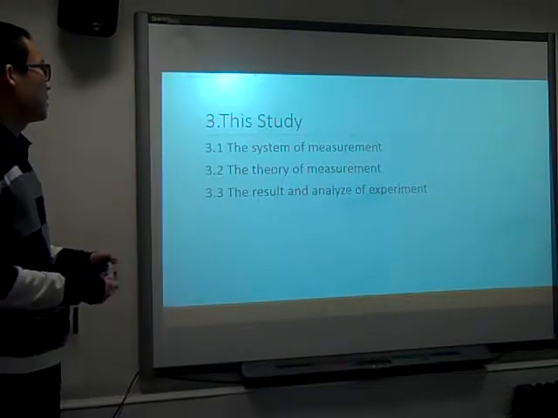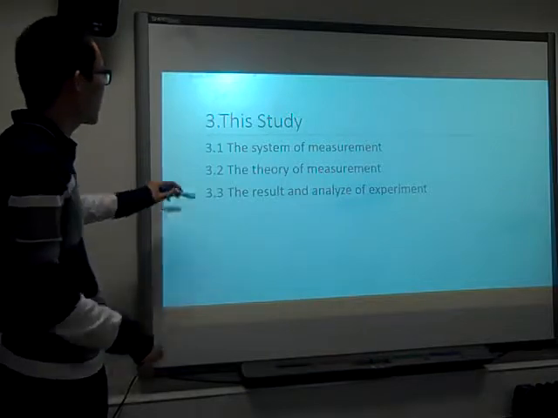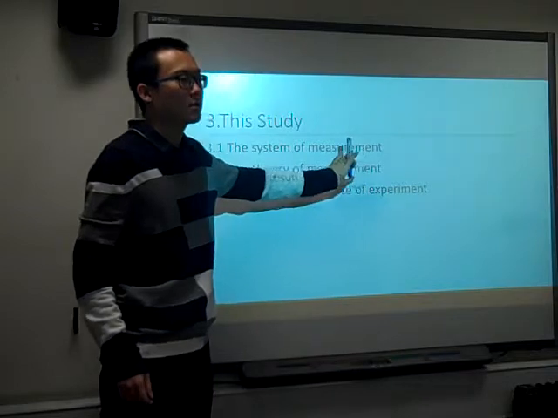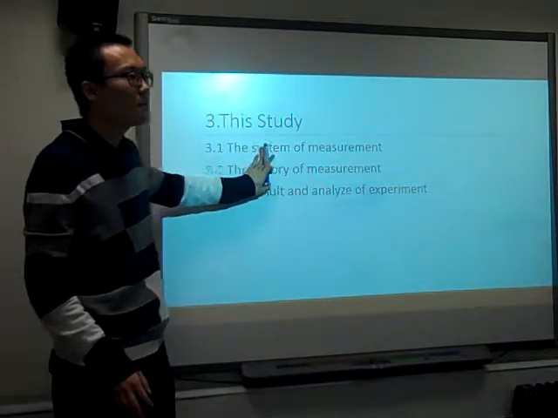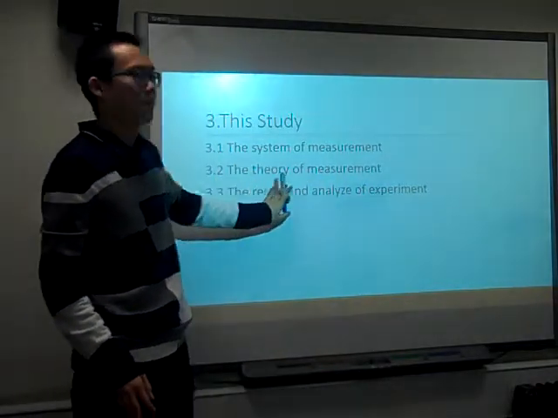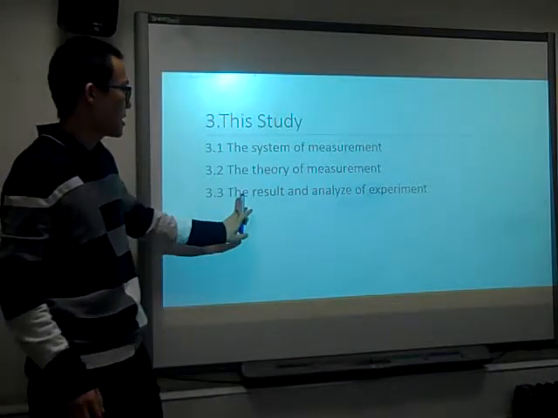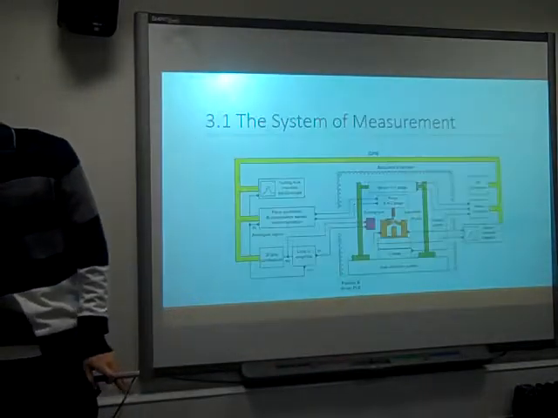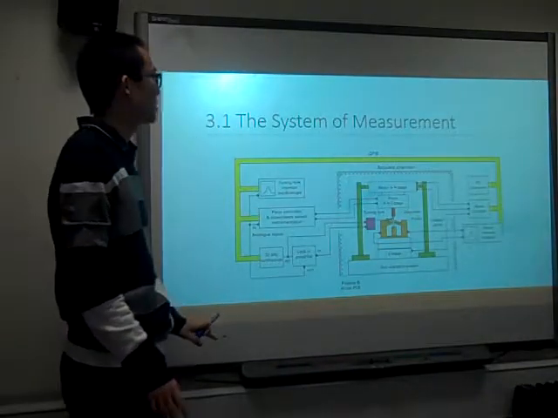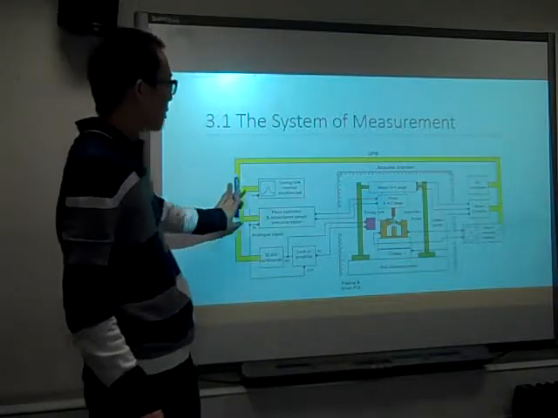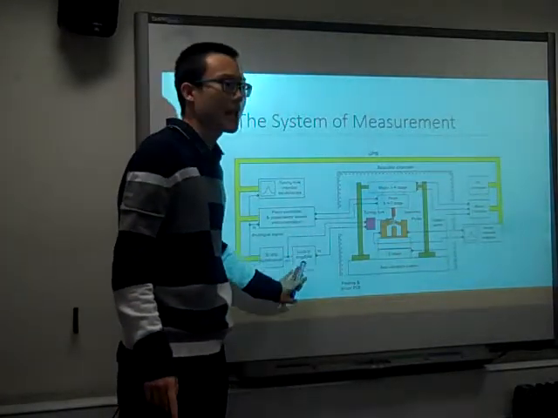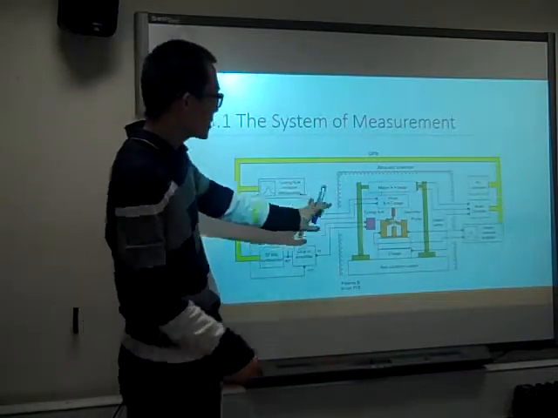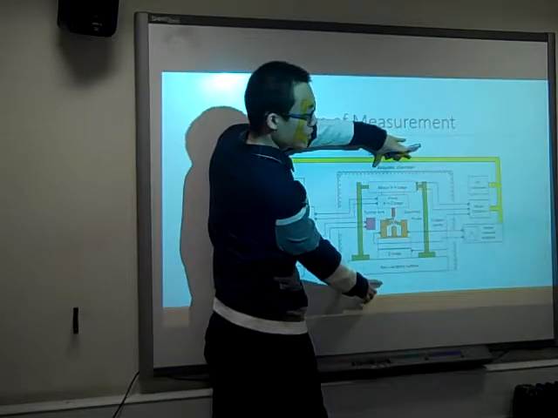So there are 3 parts in this study. The first is the system of the measurement. The authors taught us something about the equipment, and then there is a series of measurements, and last is the result and the analysis of the experiment. First, let's take a look at the system of measurement. When I looked at this the first time, I also thought it's quite complicated. But maybe we can just look at the middle one.